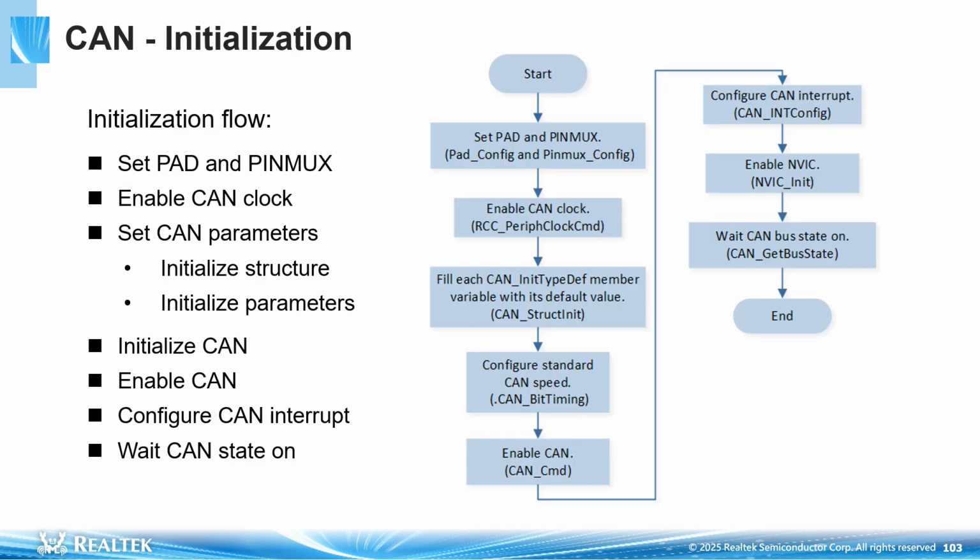The initialization process of CAN is shown in the figure. The first step is to set PAD and PINMUX, the second step is to enable the CAN clock signal, the third step is to set the CAN parameters, the fourth step is to initialize CAN according to the set parameters, the fifth step is to enable CAN, the sixth step is to configure the CAN interrupt, and finally, wait for the CAN bus to be in the open state.